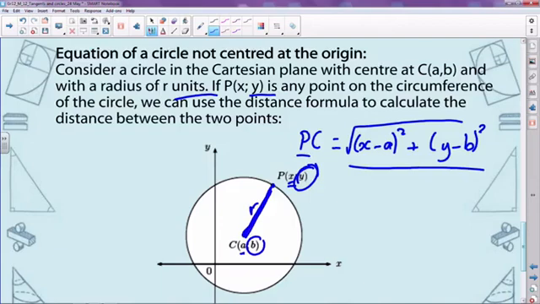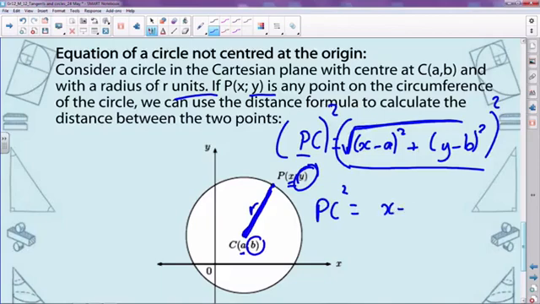But if I wanted to now get rid of the square root, what do I do? I square both sides, right? All right, so I'll get PC squared is equal to x minus a squared plus y minus b squared.